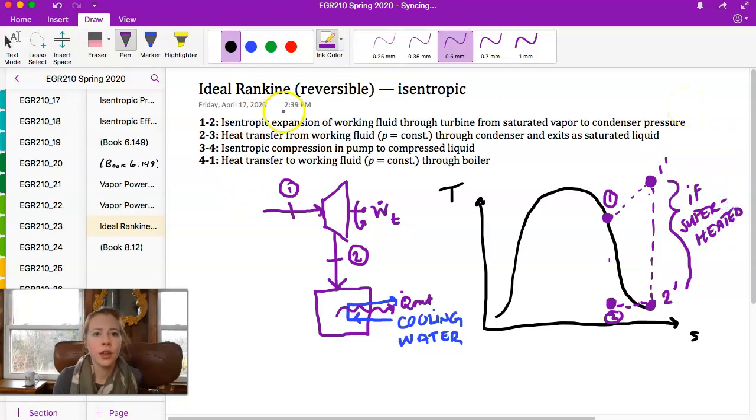Okay, so next we come out of the condenser. And so for 2 to 3, we have heat transfer from the working fluid at constant pressure through the condenser and exiting at saturated liquid typically. It just depends. So for 3, we're exiting at saturated liquid. So that's our 3.